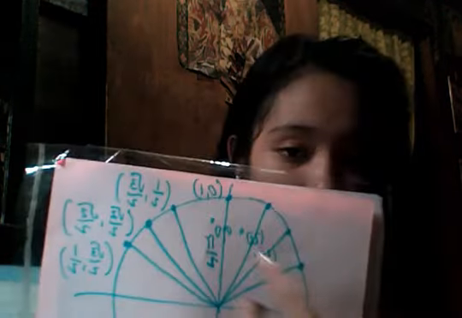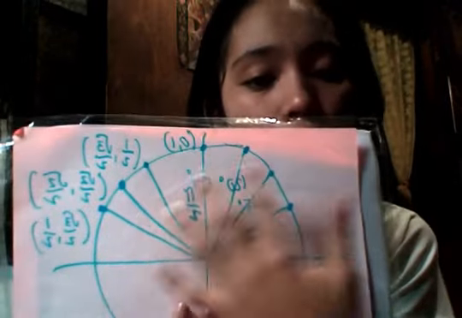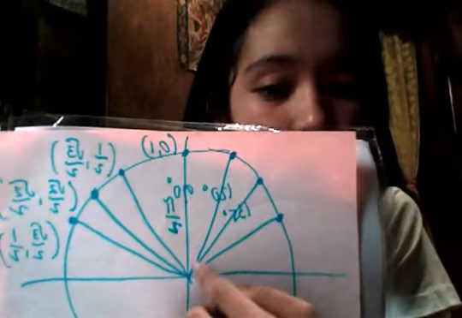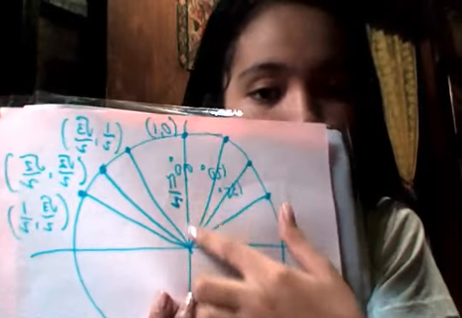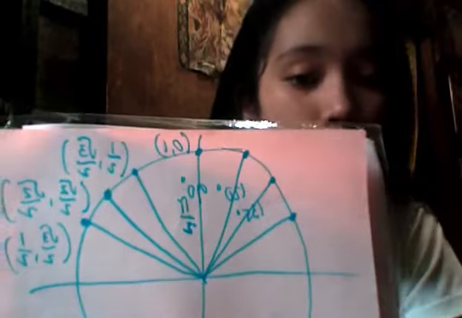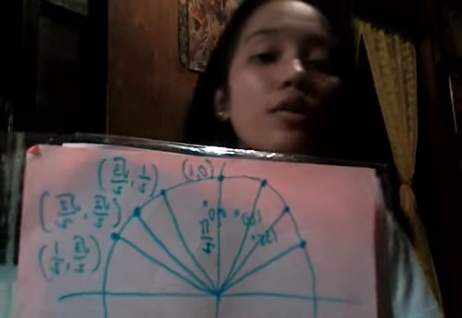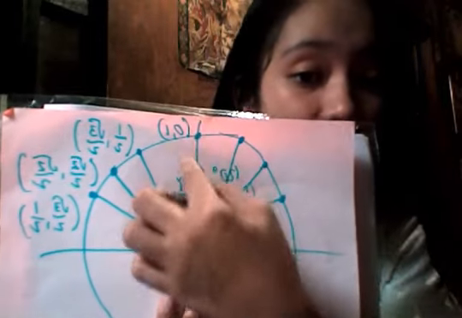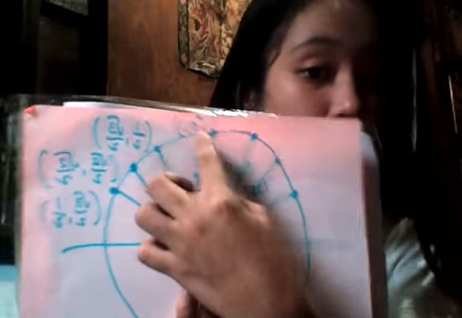Okay, I'm just gonna write it down. Okay, so the coordinates of this 90 degrees is 0, 1. How? Since our unit circle's radius is always equal to 1, this part over here is equal to 1. And 0 because a unit circle's center is always at the origin, which is 0. So that is why the coordinate of this 90 degrees is 0, 1.